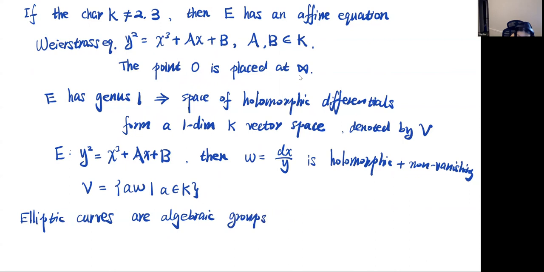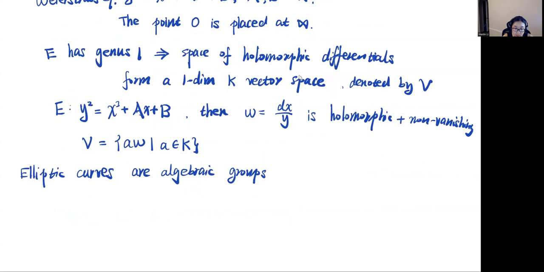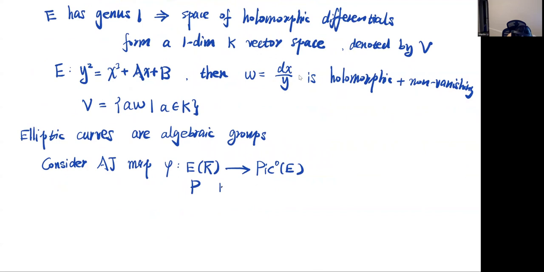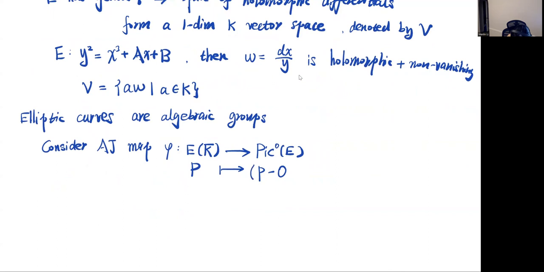So by that, we can consider the Abel-Jacobi map, which maps k-bar points of E to the divisor class group of E. Very concretely, I take any geometric point P, and then map it to the degree zero divisor P minus O, where O is the fixed point we already know about. And then modding out principal divisors, we map it to the divisor class given by P minus O. So the special thing about this map is that because E has genus 1, this map is actually a bijection.